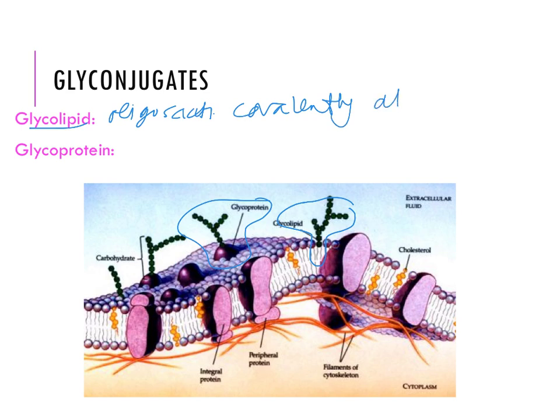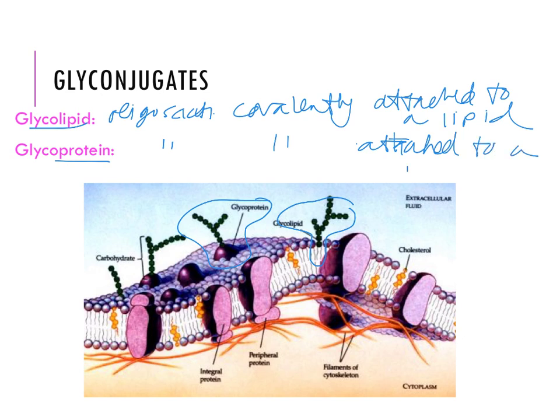covalently attached to a lipid. Exactly how it sounds. And a glycoprotein is an oligosaccharide covalently attached to a protein. Okay, and these are called glycoconjugates. So two examples of glycoconjugates are glycolipids and glycoproteins, and you'll notice that these are on membranes, and they're on the outside of the membrane.